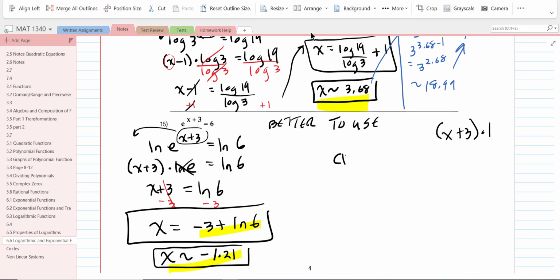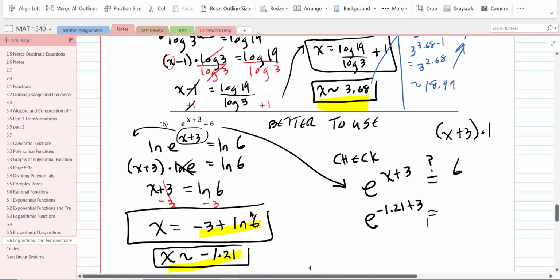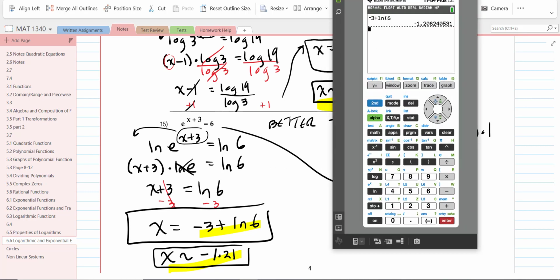So let's go ahead and check this one too. Just write the original problem, e to the x plus 3. We're trying to see if that's equal to 6. You have to use your calculator to check it. So replace x with negative 1.21. You can do this all in one step on your calculator.